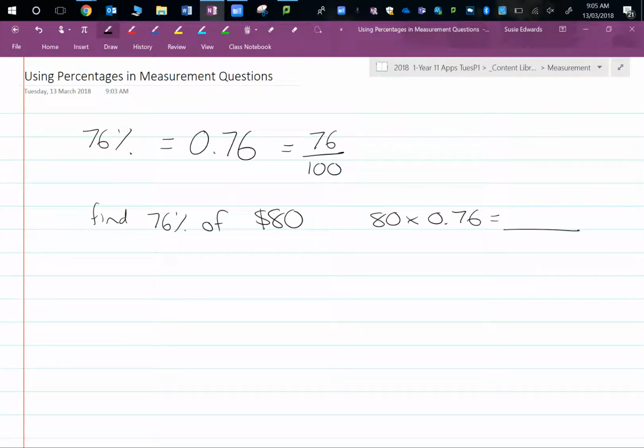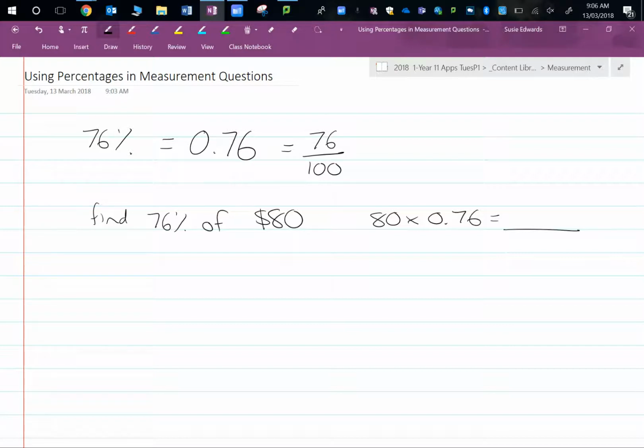Okay, so any percentage, percent means per 100. So a percentage means divided by 100. If you're finding 76% of something, you just times it by that. So it's of means times. We almost always multiply in these questions, okay? If you're finding a percentage, we multiply.